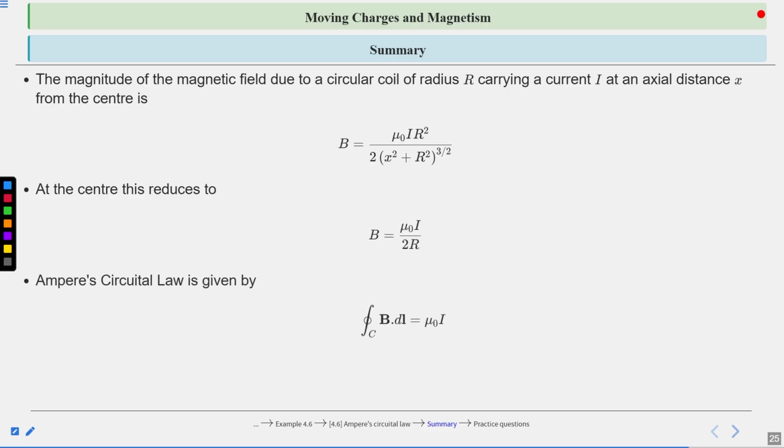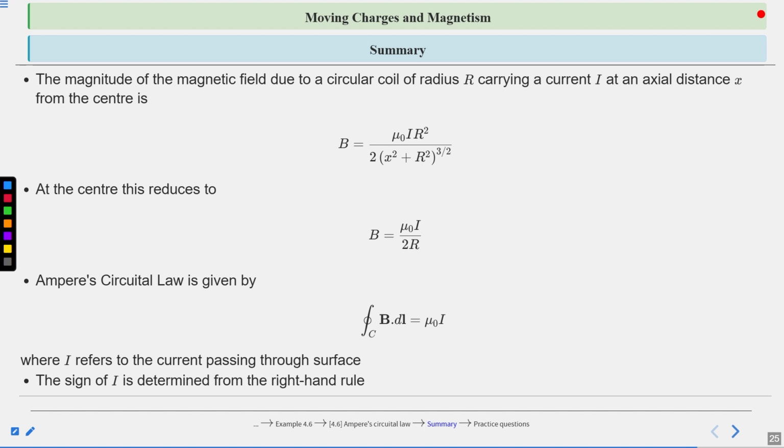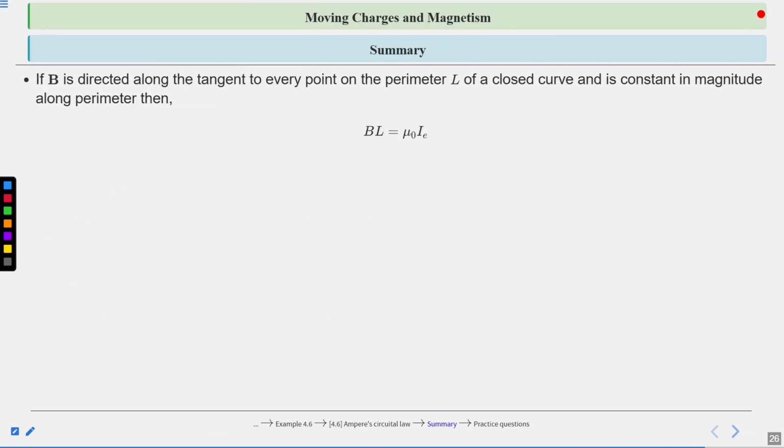Ampere circuital law is given by the closed integral of B dot dl equal to mu naught I, where I refers to the current passing through the surface. The sign of I is determined from the right hand rule. If B is directed along the tangent at every point on the perimeter L of a closed curve and is constant in magnitude along the perimeter, then BL equals mu naught I_e, where I_e is the current enclosed by the closed loop.